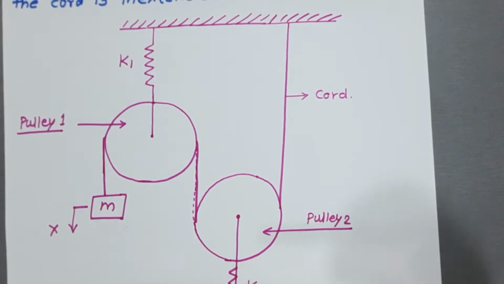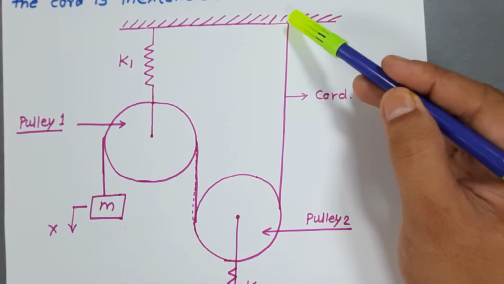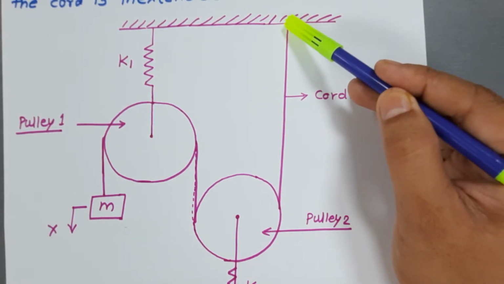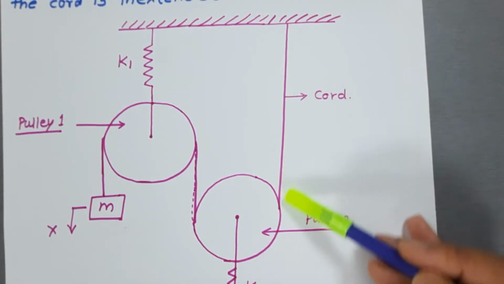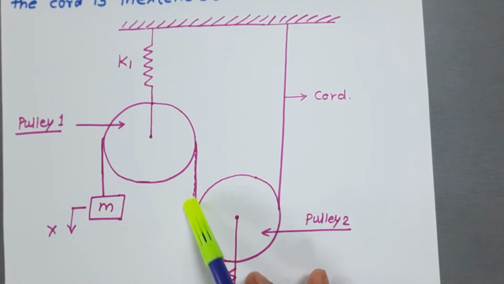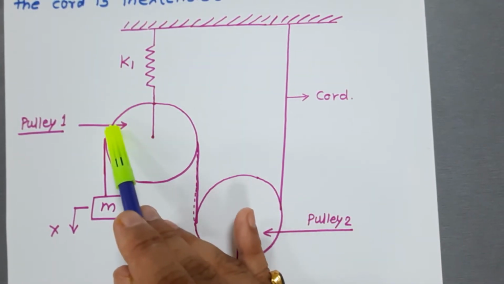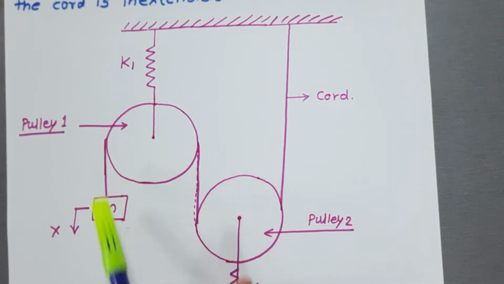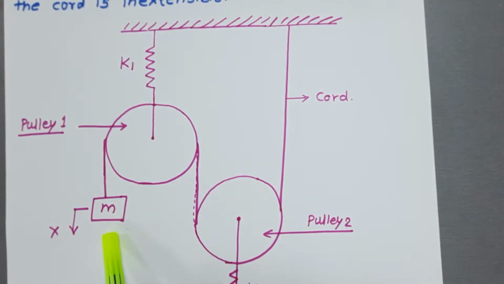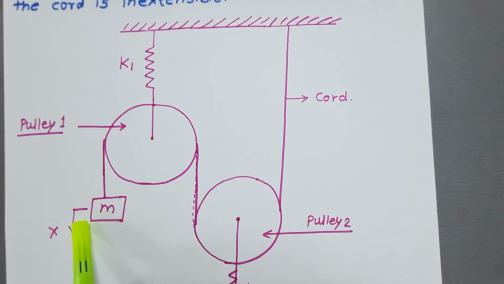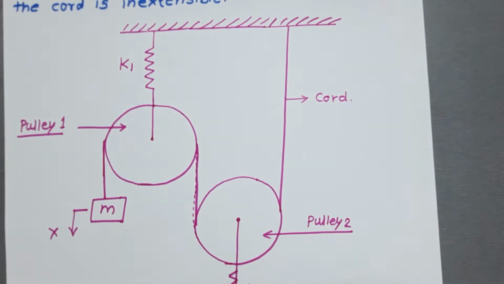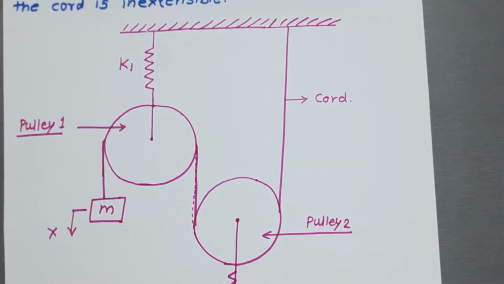Here, one end of the cord is attached to the fixed surface on the upward side, then it passes to pulley 2, then further it passes to pulley 1, and another end of the inextensible cord is attached to mass M. Now here, the mass M moves in the downward direction. So here, a different problem is there.